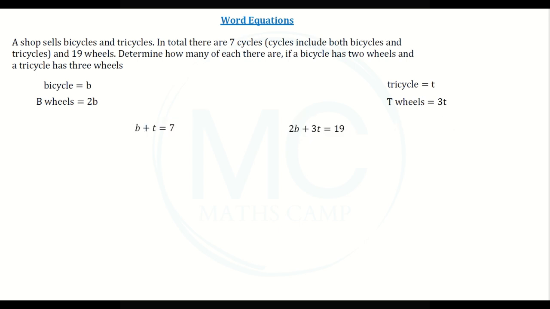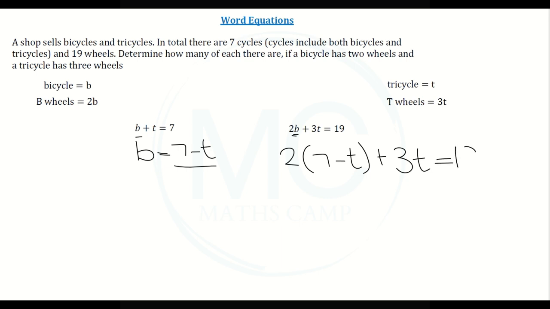And now again, we have simultaneous equations. And we're going to use these 2 equations to find out how many bicycles we have and how many tricycles we have. Let's start by making B the subject of this equation. So I can say B is equal to 7 minus T. And now I'm going to substitute 7 minus T into our B value over here. So we say 2, open bracket, 7 minus T, then we have plus 3T is equal to 19.